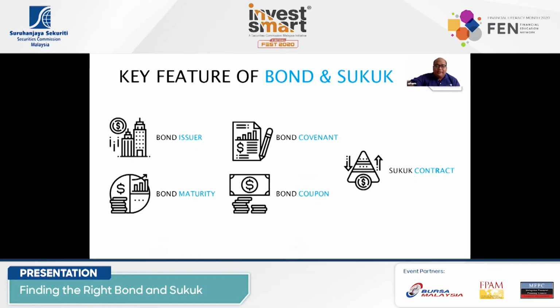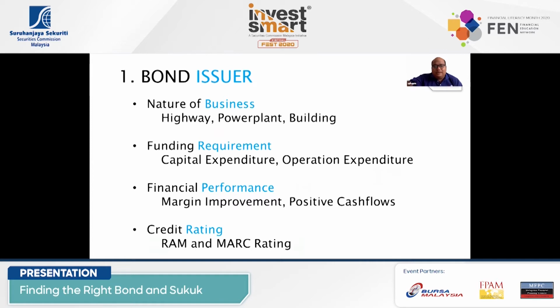So if you want to invest in bonds and Sukuk, you have to understand the key features of it. The first one is bond issuer, bond covenant, bond maturity, bond coupon, and Sukuk contract. So bond issuer, it's like buying stocks. You have to understand the business. You have to understand the nature of the business. Is it a highway? Is it a power plant? Is it a building? Because the business has to make money to pay back the debt.